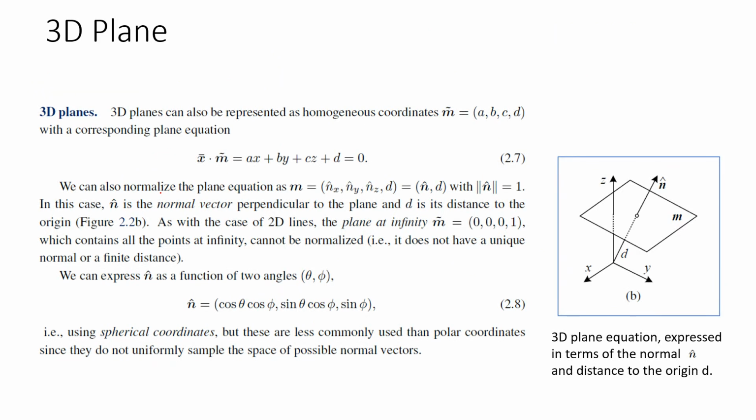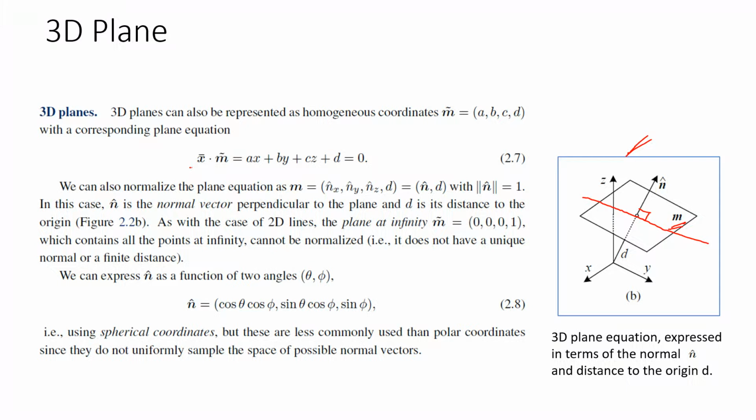Next, 3D planes. This is the 3D plane representation. We have three coordinates x, y, z, and we are drawing a plane on it, and the plane is named as M. And this n is the perpendicular direction, and d represents the distance. The perpendicular direction is represented by n bar, and d is the distance.